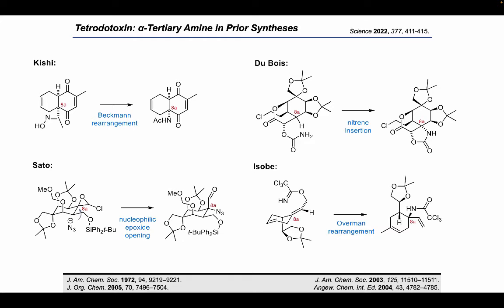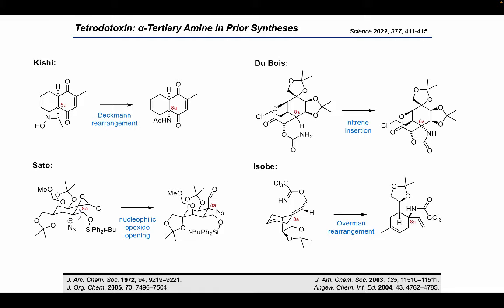The alpha-tertiary amine on the C8a carbon was typically installed via C-N bond formation, which must overcome considerable steric hindrance. Several methods have been implemented to address this challenge, such as an intramolecular nitrogen transfer, and this was done via a Beckmann rearrangement in the Kishi synthesis, via their signature nitrene insertion chemistry in the Dubois synthesis, and via an Overman rearrangement in the Isobe synthesis.